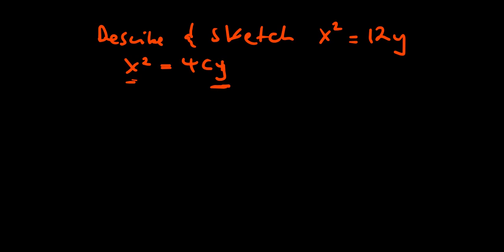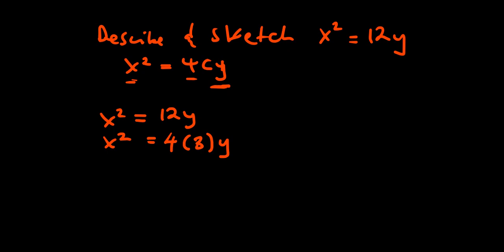If this is the general form and I have x squared = 12y, how can I make it look like the general form on top? I can factor out the 4. Always you have to factor out the 4. When you factor out 4 there, then you have 3 and then y. So as you can see, this 3 is going to be my c. So my focus is going to be (0, 3).